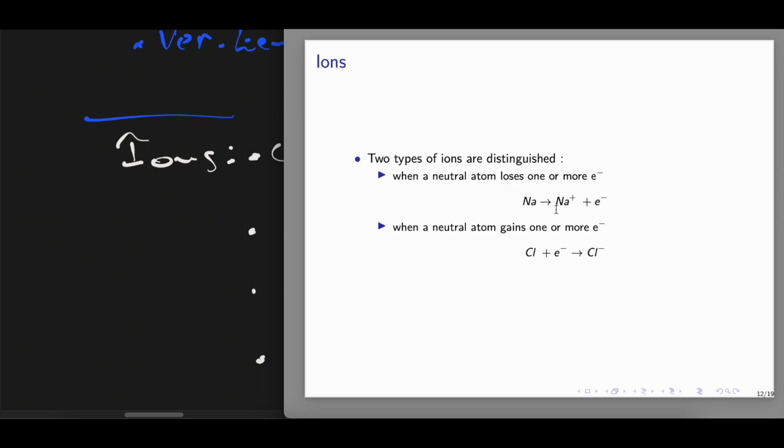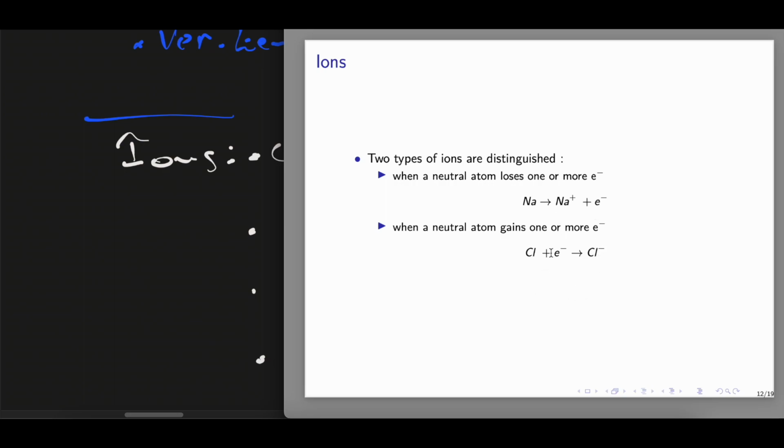As we can see in this equation, we have here the sodium, which results in the formation of the cation Na+ and electrons which are removed. Here we have only one electron that is removed from the sodium atom. But for the chlorine, an electron was added to the chlorine. So we have here the anion Cl-.